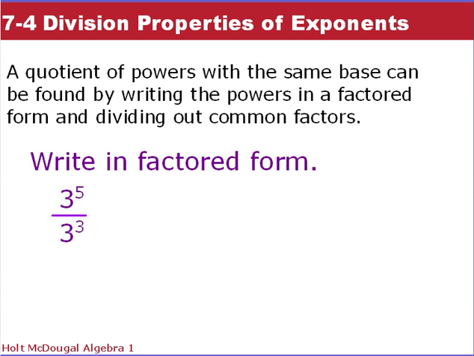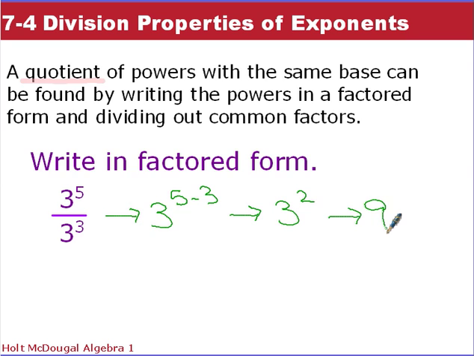So quotient is division. A quotient of powers of the same base can be found by writing the powers in a factored form. So we have 3 to the 5th over 3 cubed. They have a common base of 3, and we can now subtract the exponent. So 5 minus 3, or 3 squared, which should be 9.